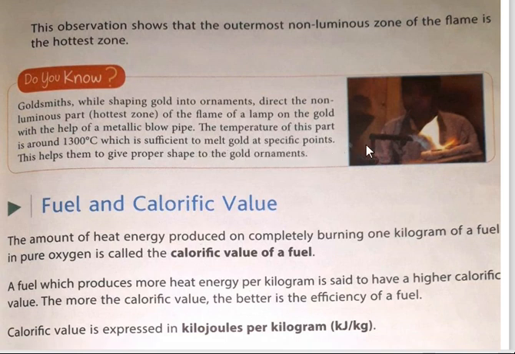Because the temperature of this part of the flame is around 1300 degrees centigrade. So it is a very high temperature where gold and silver melt. Just for your information, iron melts at almost 1500 degrees centigrade, and the temperature here is also 1300. So we say that it is a very high temperature.